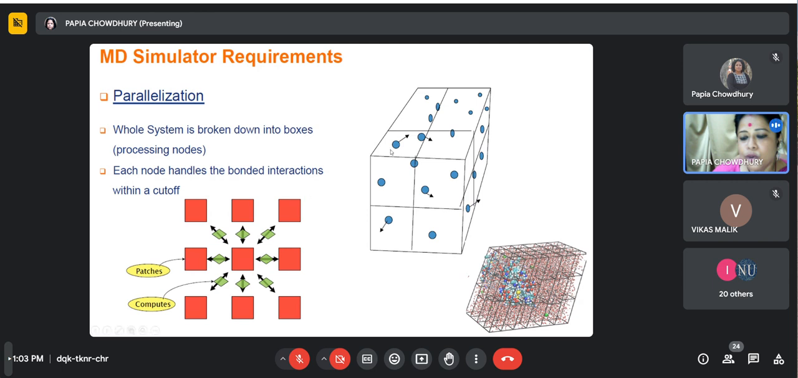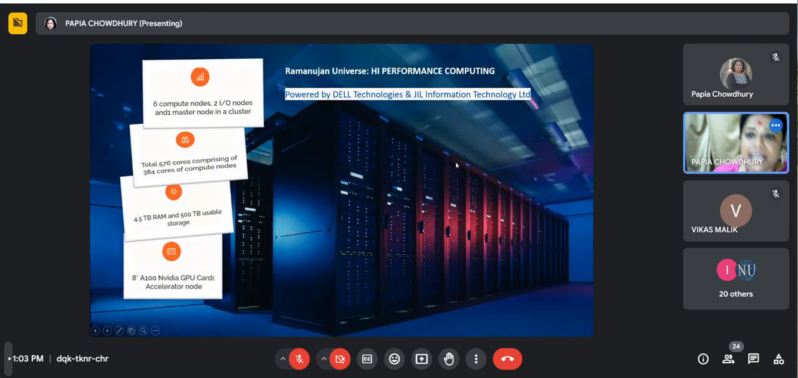So suppose I am considering a box or node like this. This node will handle only the molecules in this area. If I am interested in this node, this node will only handle the interaction in this area. Here the role of HPC plays.